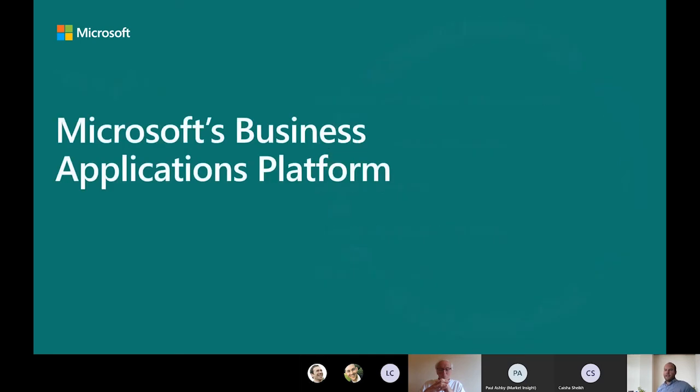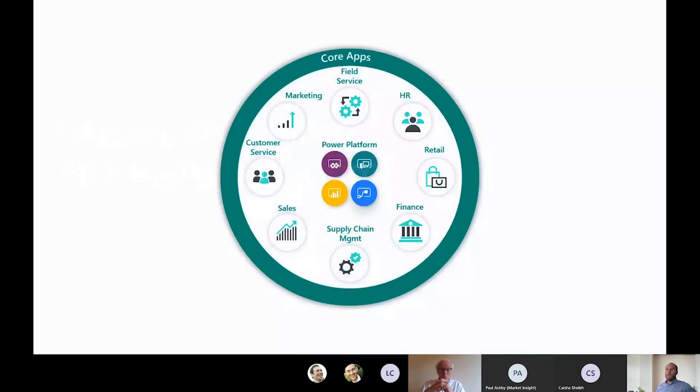So let's start with that level set then. You'll hear me talk about Microsoft's business application platform, largely because it's my job to do that. But what I mean by that is Dynamics 365 and our Power Platform. The Power Platform, I'll dive into this in a little bit more detail in a second, is made up of 4 component parts. So Microsoft Power BI, Power Apps, Power Virtual Agent, and Power Automate.